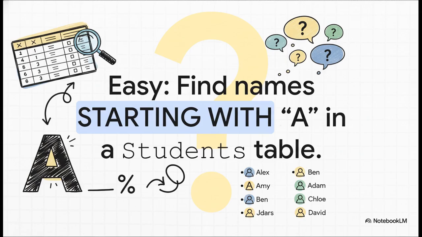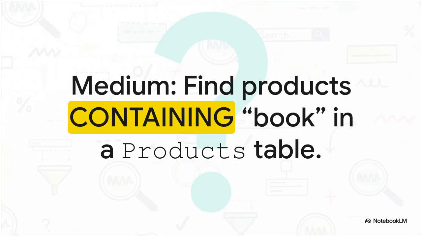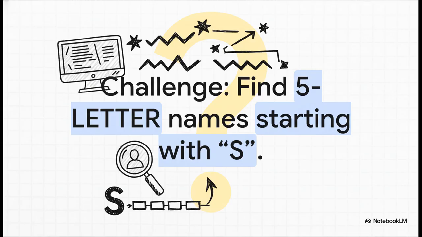First up, an easy one. You've got a table called students. How would you write a query to find every single student whose name starts with the letter A? All right, let's ramp it up a bit. Now you've got a products table. Your job is to find any product that has the word book somewhere in its name. And finally, for the challenge round, how would you find an employee from an employees table who has a name that's exactly 5 letters long and starts with an S?